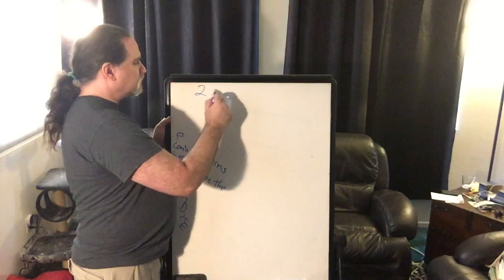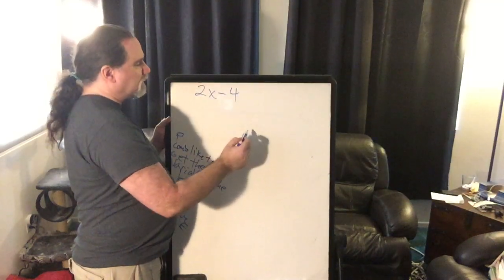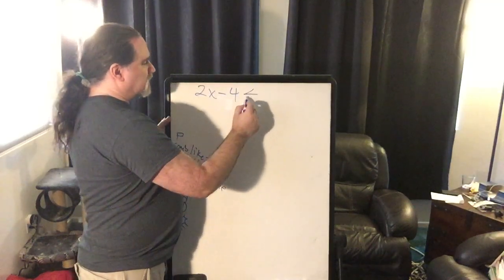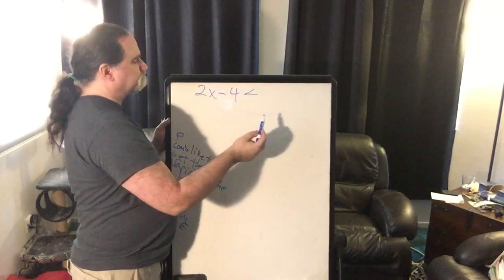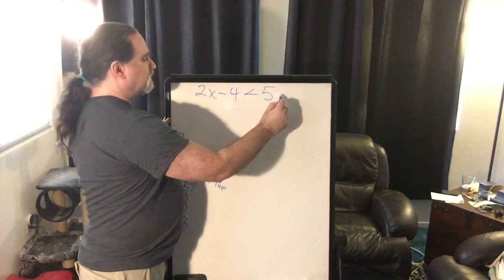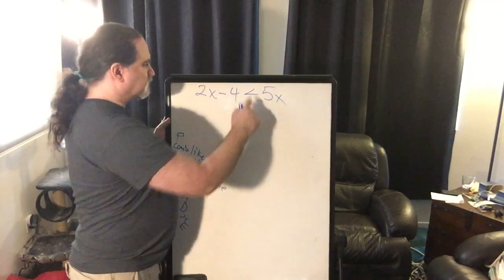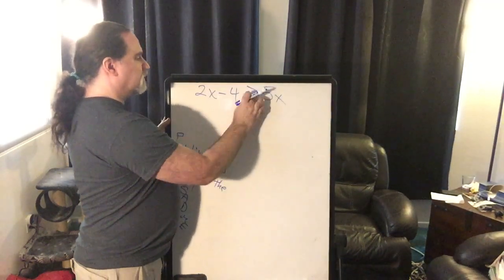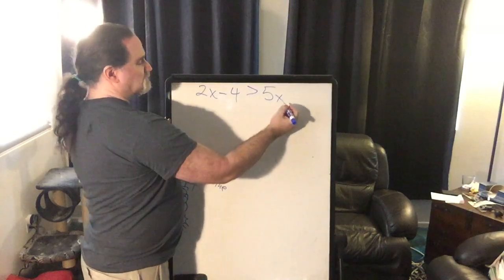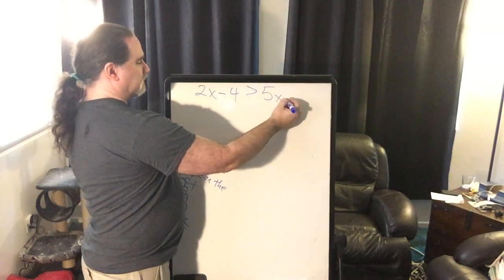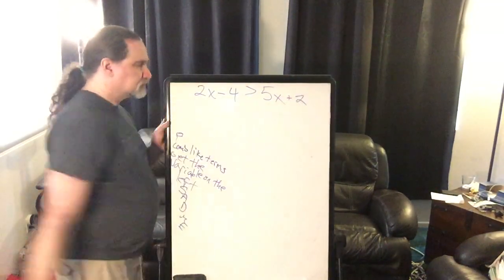Let's go 2x minus 4 is less than 5x, nope, let's make this a greater than. There we go. Greater than 5x. Oh, let's make my life easy. Let's go plus 2. Okay.